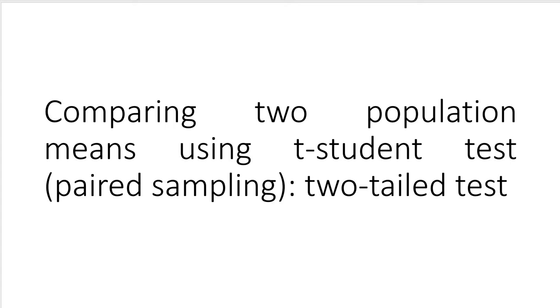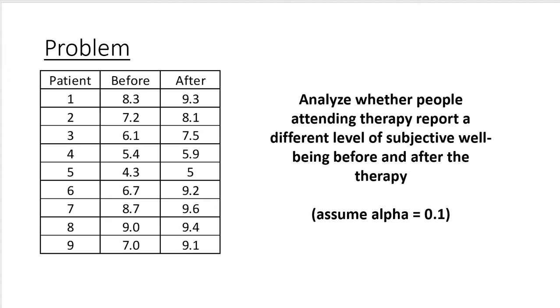Hello, welcome back. So in this video, we compare two population means using the t-Student test for paired samples. To be more precise, we are going to discuss the two-tailed test. So we have a group consisting of 9 patients, and the data are self-assessments of their mental health, a subjective evaluation provided by the patients before and after the therapy.